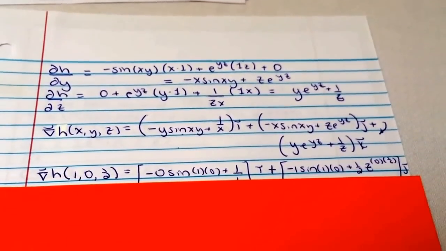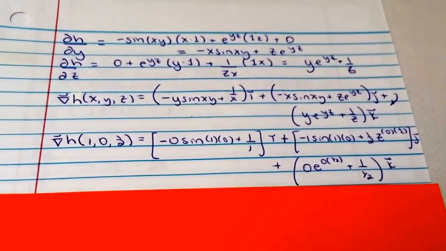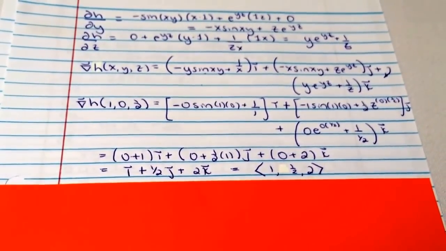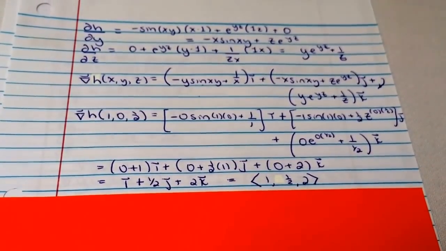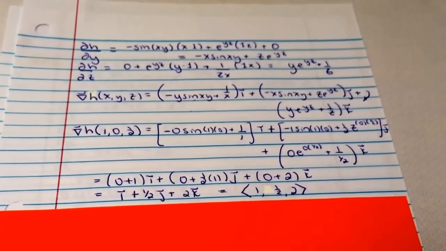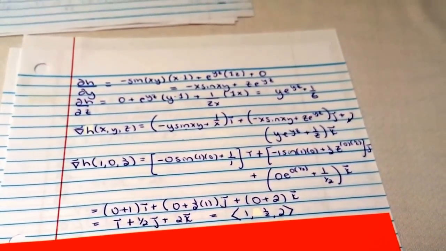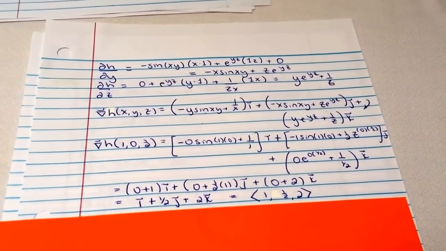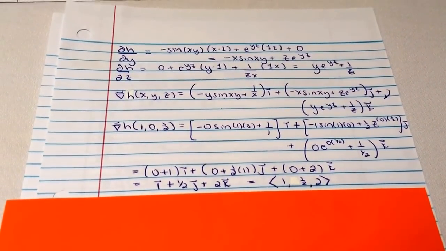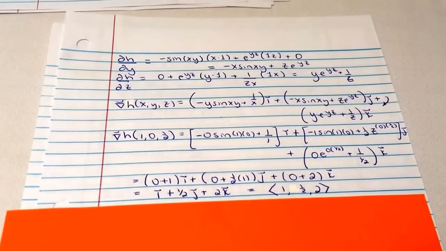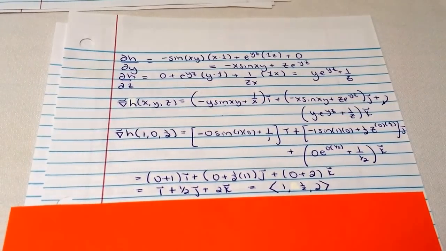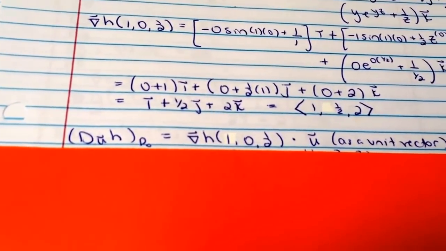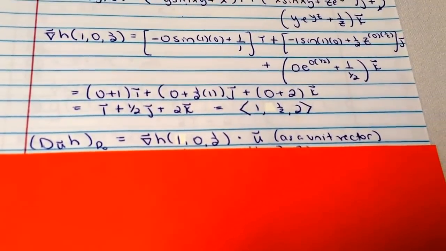So the point was (1, 0, 1/2). So you're plugging that in. Again, it didn't all fit on one line. Lots of simplification, and you get down to (1, 1/2, 2). So (1, 1/2, 2), that's the gradient vector. And then to get the directional derivative, you're going to do the dot product of the gradient vector with the vector that is giving you direction, but again, as a unit vector.